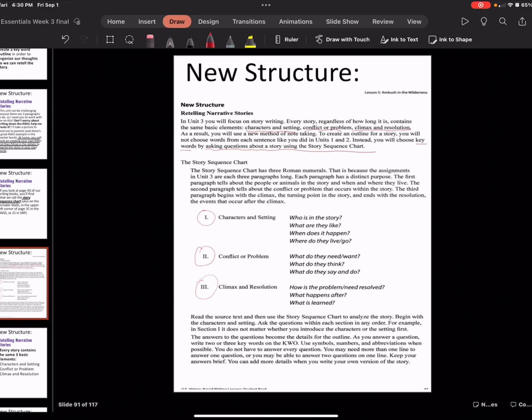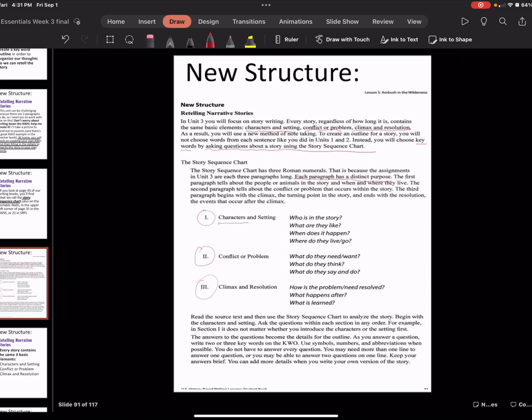Each paragraph has a distinct purpose. The first paragraph tells about the people or animals in the story and when and where they live. The second paragraph tells about the conflict or problem that occurs within the story. The third paragraph begins with the climax and the turning point in the story, and ends with the resolution, the events that occur after the climax. I'll read that again. The third paragraph begins with the climax, the turning point in the story, and ends with the resolution, the events that occur after the climax. So we're just going to look at these real quick.